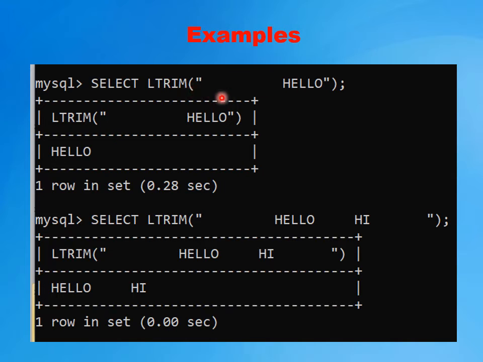See the example: ltrim will remove the spaces from the leading side, or beginning, of the string. So it will trim the spaces from the beginning position and the output will be hello. Here also it will remove the leading space only, not from the middle or end. So the output will be hello space hi.